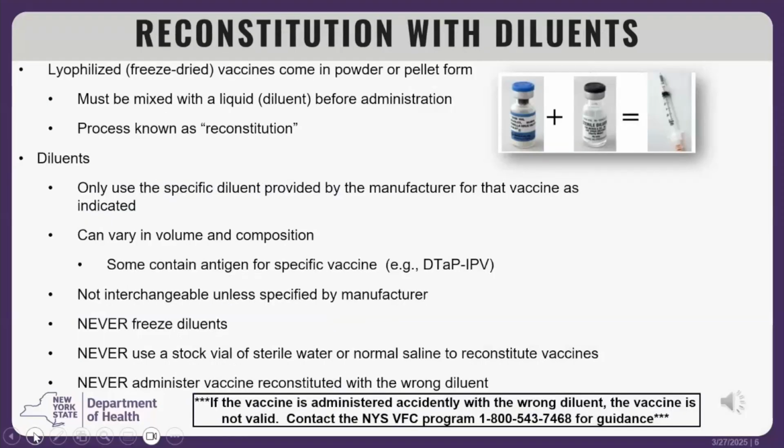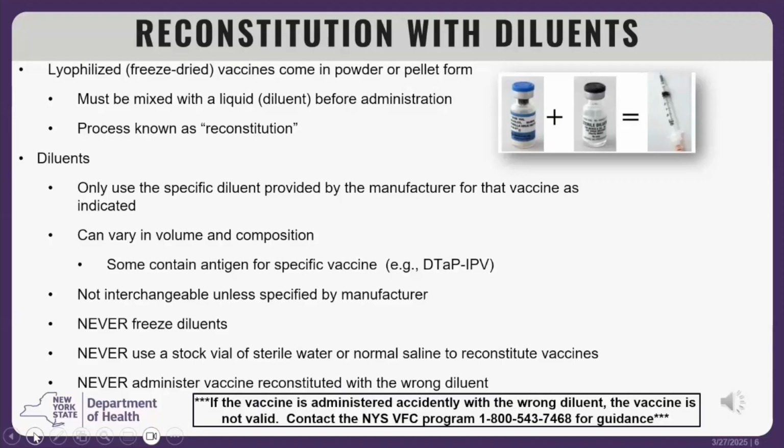Some vaccines are supplied in a lyophilized or freeze-dried form that requires it to be mixed with a liquid diluent. This can come in powder or pellet form and must be mixed with a diluent prior to administration. This process is known as reconstitution. Each diluent is specific to the corresponding vaccine and can vary in attributes such as volume, sterility, pH, and chemical balance. Some diluents contain antigen for a specific vaccine.